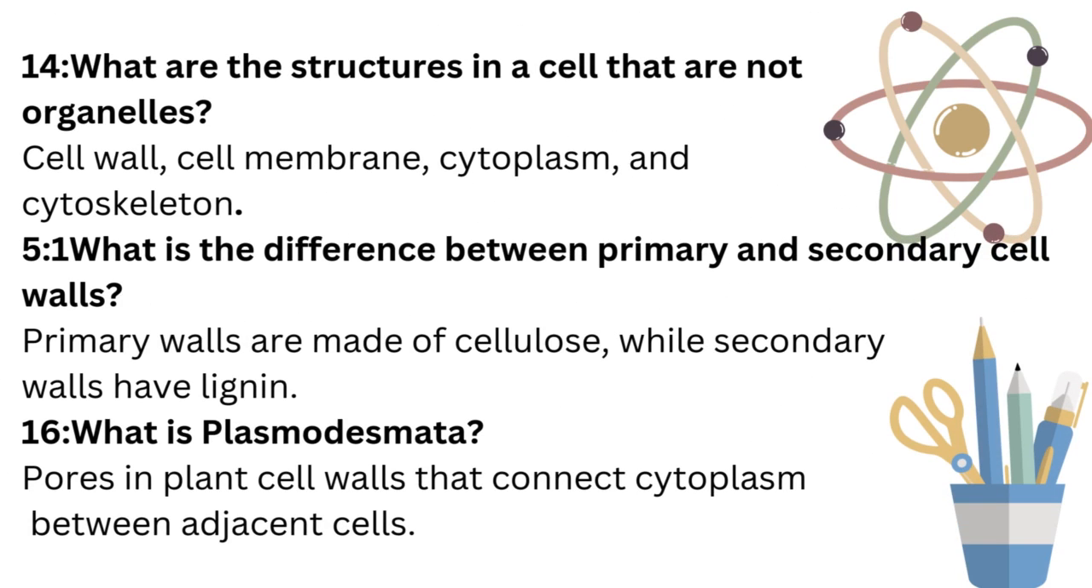What are the structures in a cell that are not organelles? Cell wall, cell membrane, cytoplasm, and cytoskeleton. What is the difference between primary and secondary cell walls? Primary walls are made of cellulose, while secondary walls have lignin. What is plasmodesmata? Pores in plant cell walls that connect cytoplasm between adjacent cells.